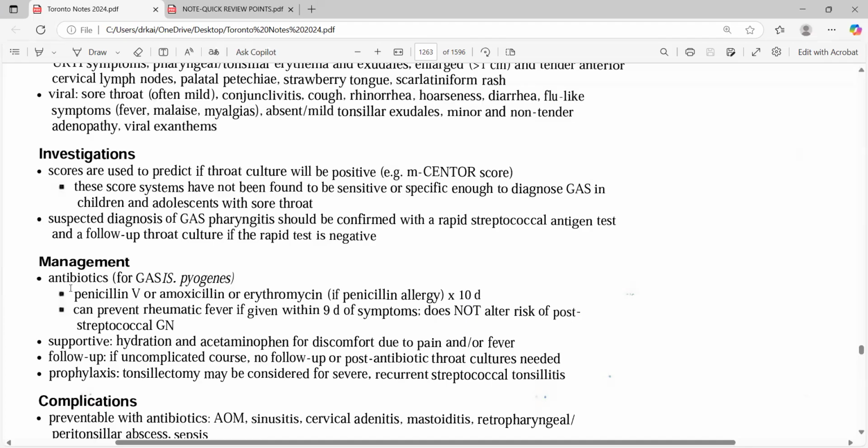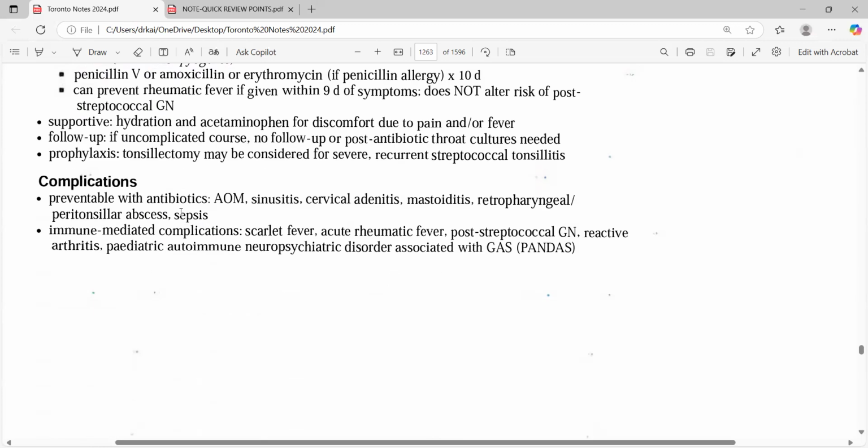For antibiotics, as you can see, penicillin V, amoxicillin, and erythromycin can be given. But if there is an allergy, then you can go for different things like erythromycin. It may prevent rheumatic fever if given within 9 days of the symptoms. It does not alter the risk of post-streptococcal glomerulonephritis. So if it's not given in time, it can affect the kidneys as well. Supportive care is hydration, acetaminophen, and follow-up, and prophylaxis is tonsillectomy. And then it can lead toward scarlet fever, rheumatic fever, and post-streptococcal complications, because strep throat mainly leads towards all of these.